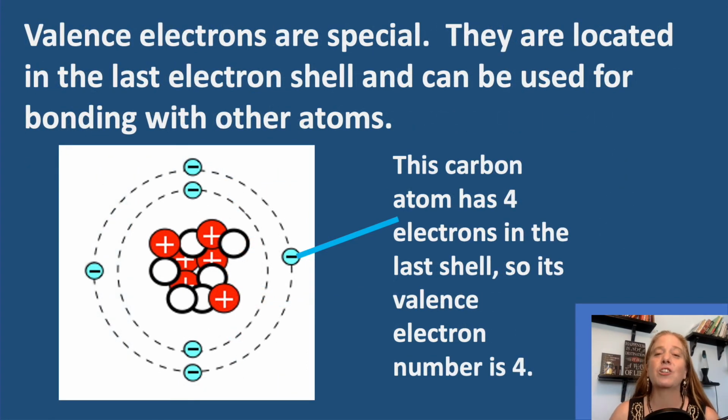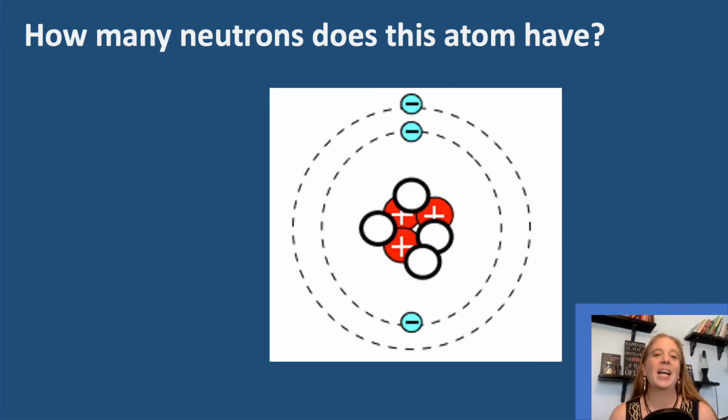Now, valence electrons, these are very special, and they're located in the last electron shell. They're special because they are the ones that can be used for bonding with other atoms. Now, if you notice, this carbon atom here has 2 electron shells. This is the first one, and this is the second one. And if we see here, there's 4 electrons in that last shell, which means it has a valence electron number of 4.